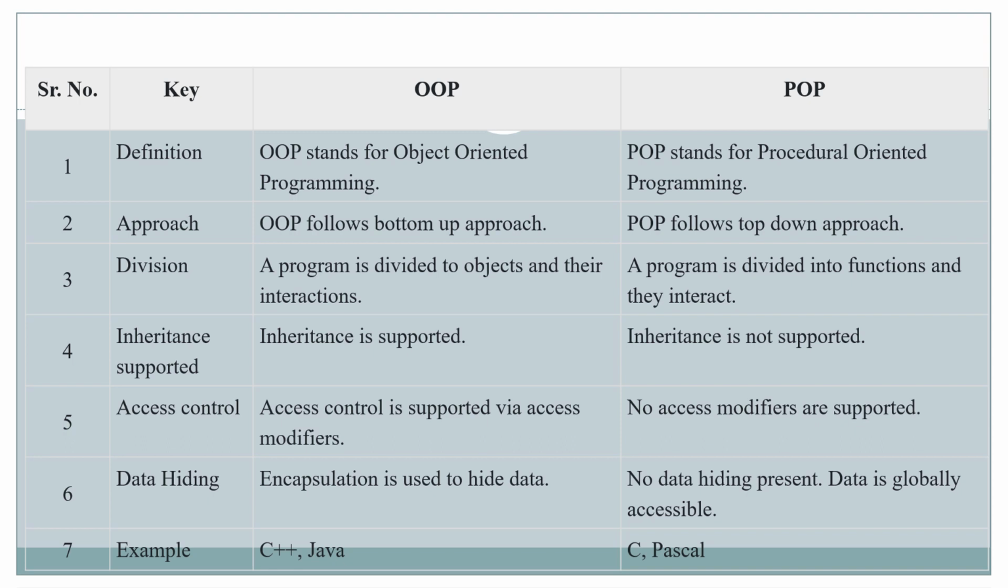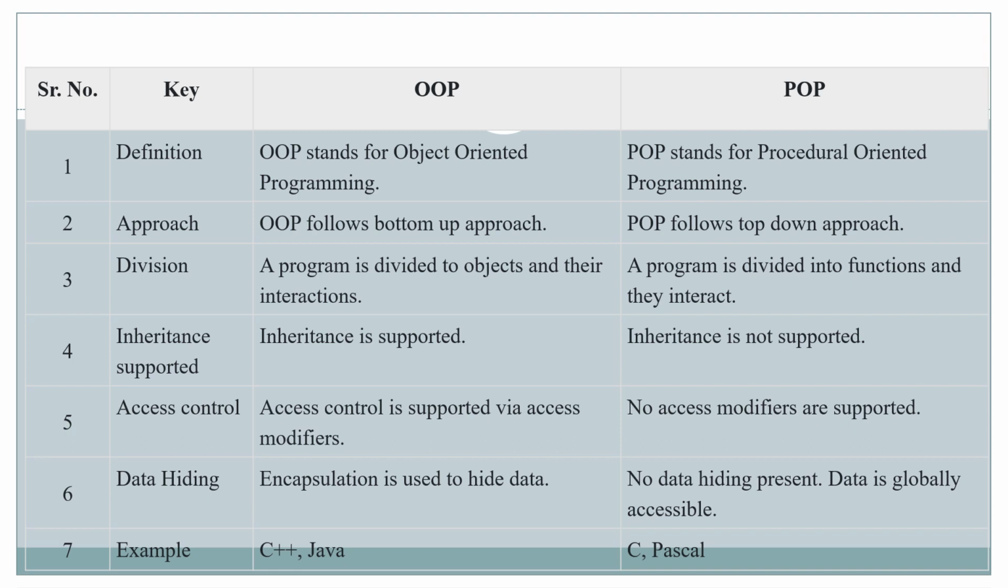Simply, we can say in object oriented programming, the large program can be divided into a number of units that are called objects. In procedural oriented programming, the large program can be divided into a number of units that we call functions. They interact with each other: in object oriented through objects, in procedural oriented through functions.